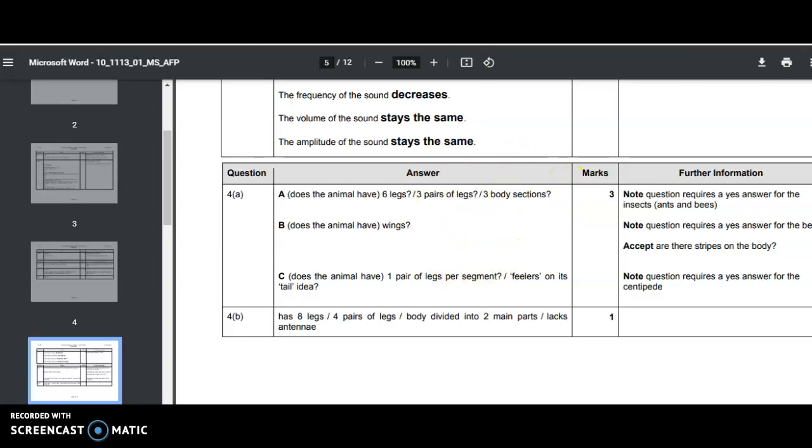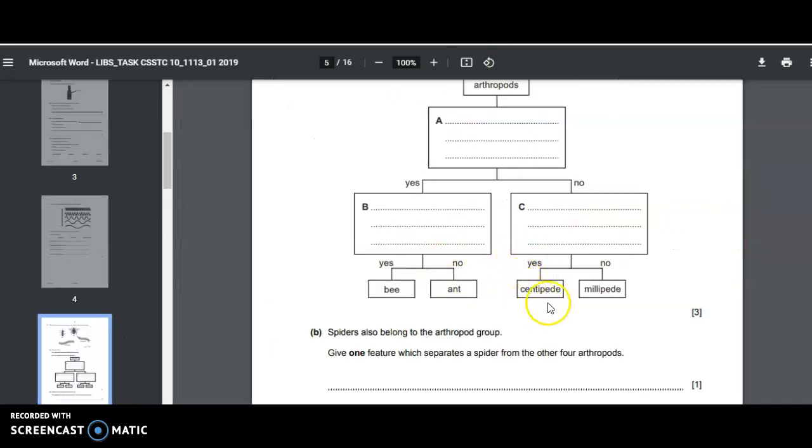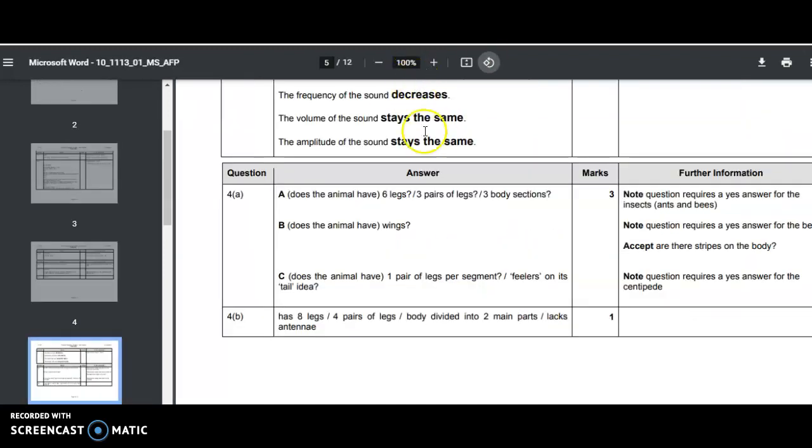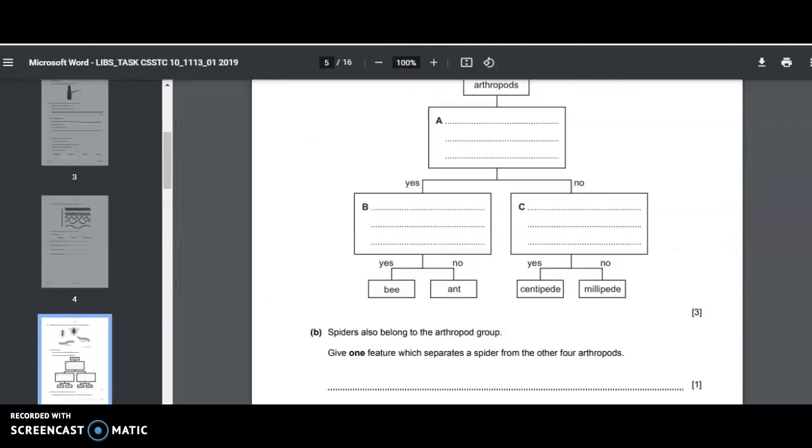And we know that centipedes are going to have pairs of legs, or one pair of legs per segment. So then you don't really need to know about millipedes. You just need to know the yes for centipedes, and then the millipede would be the opposite of that. So this question is about myriapods and leg segments.